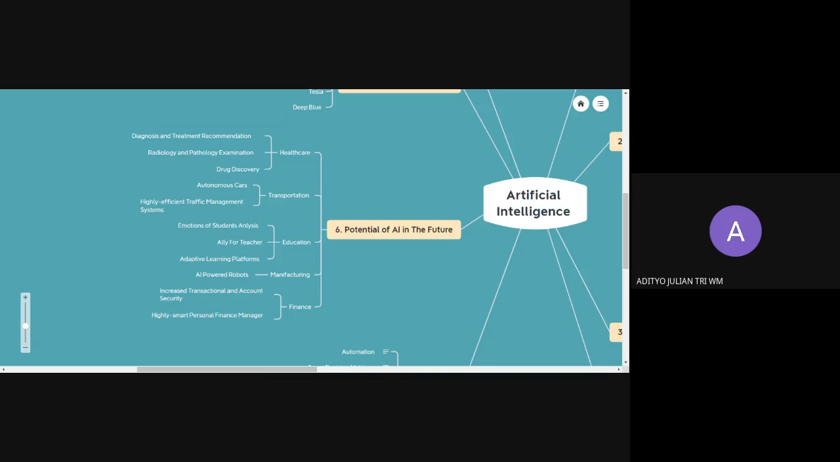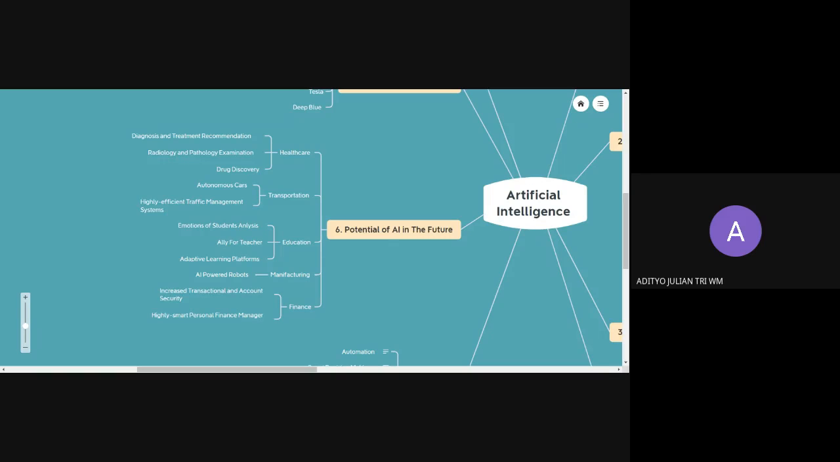The next segment is education. We believe that AI will be capable of examining the emotion of students. So AI will help determine who is struggling or bored. Thus, the fulfillment of individual needs is easier. This works through facial emotion recognition, and then an ally for teachers.